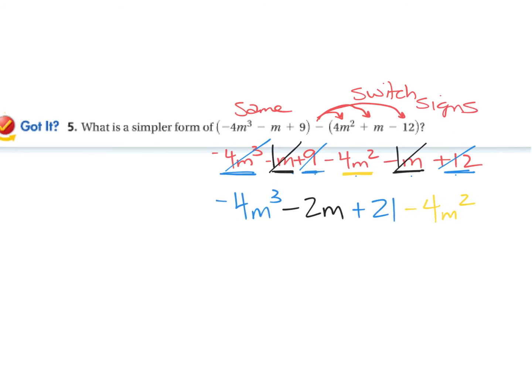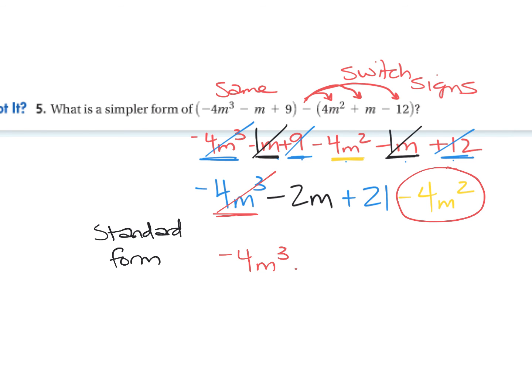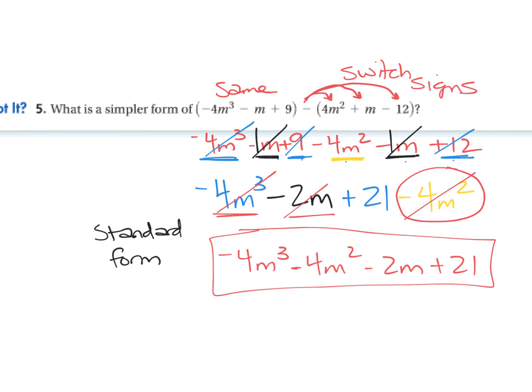So at this point, we have done our subtraction, but I want to make sure that my answer is written in standard form. And so I need to rearrange it. Biggest exponent down to the littlest. Negative 4m to the third, that'll be the first one. But now I've got to put this, the negative 4m squared. That needs to come next. Negative 2m. And finally, the plain number, or the constant, the positive 21. Now that answer is in standard form.